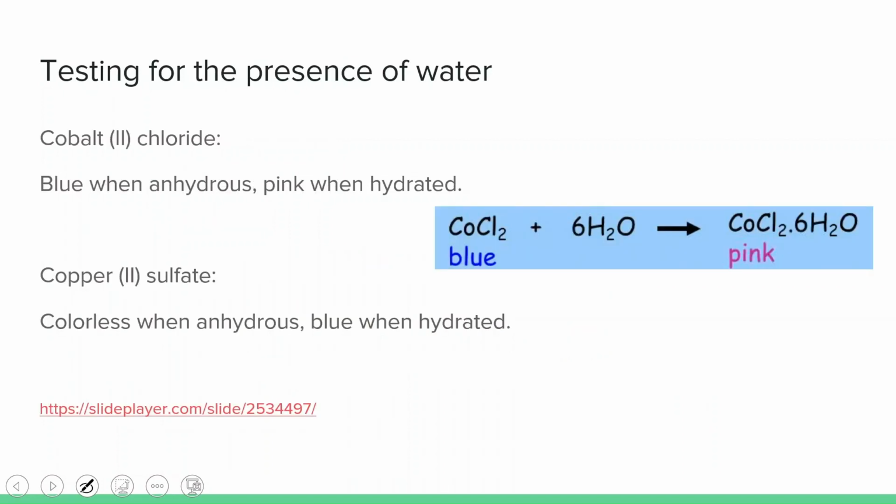All right, now testing for the presence of water, we have two tests for it. One of them is cobalt chloride, which is blue when anhydrous and pink when hydrated, and this is basically what it looks like in equation form. And copper(II) sulfate, which is colorless when anhydrous and blue when hydrated. Anhydrous means that there is no water in it, and hydrated means that it has water.